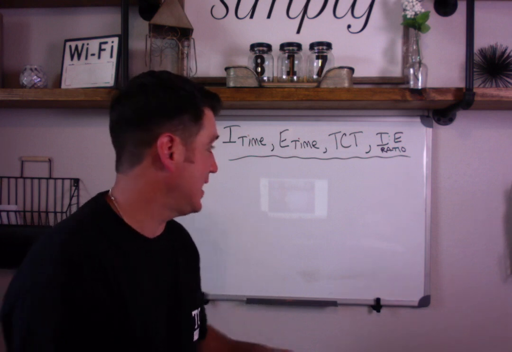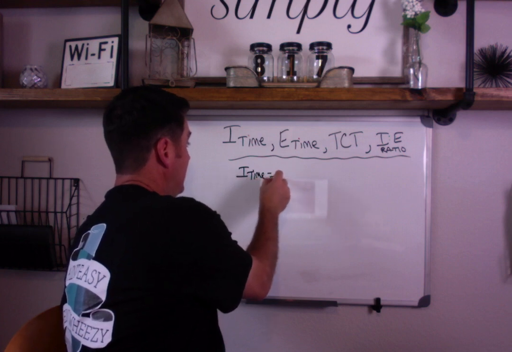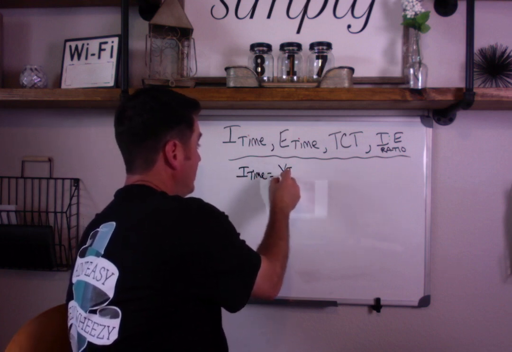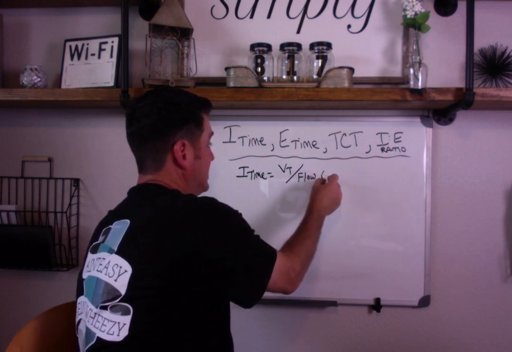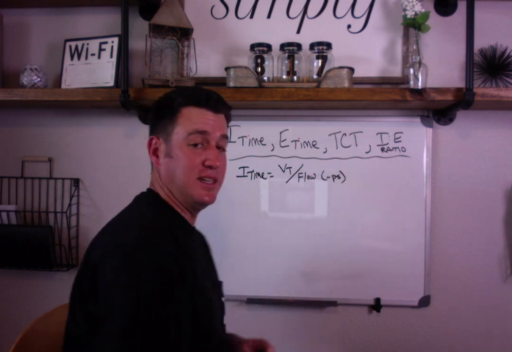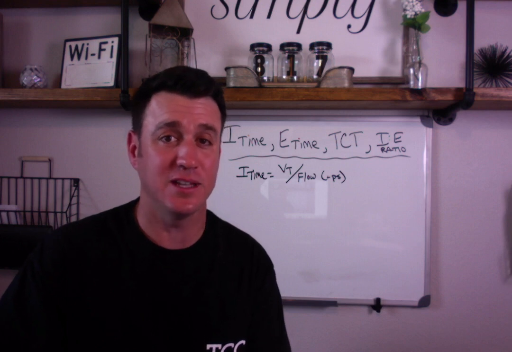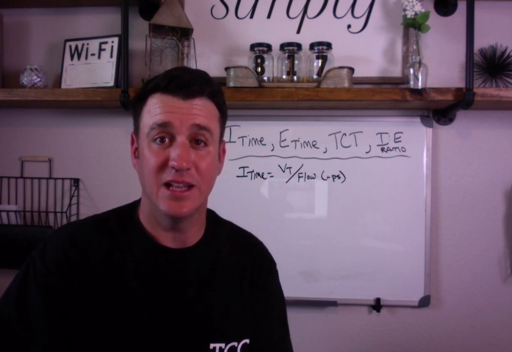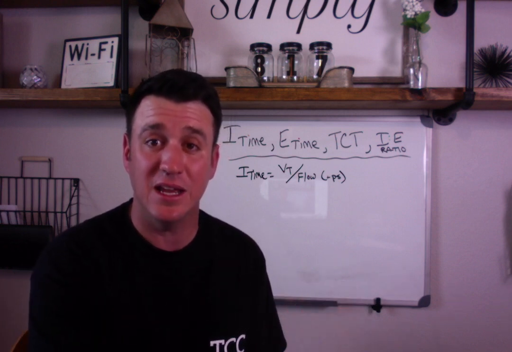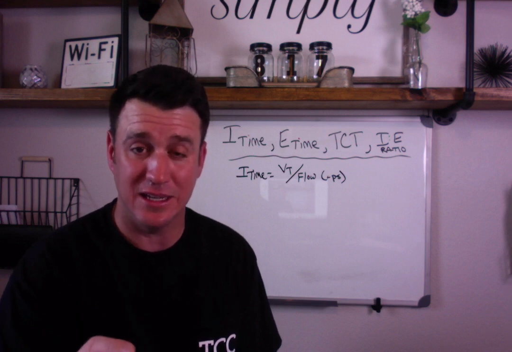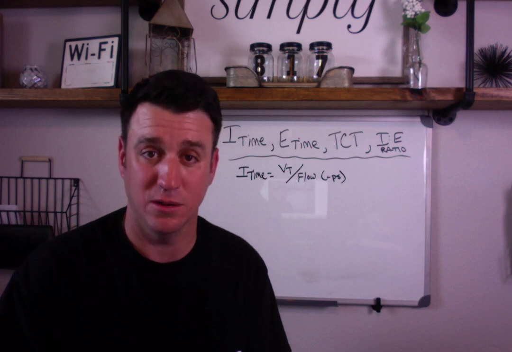So when we talk about I time, we're talking about I time equals tidal volume divided by flow, and this is in liters per second, not liters per minute, okay? And that's the biggest part of this formula that you have to remember, okay? It's liters per second, which means you have to take your set liters per minute, divide them by 60, and that will tell you your flow in liters per second, okay?